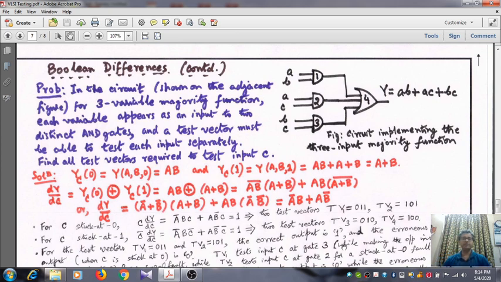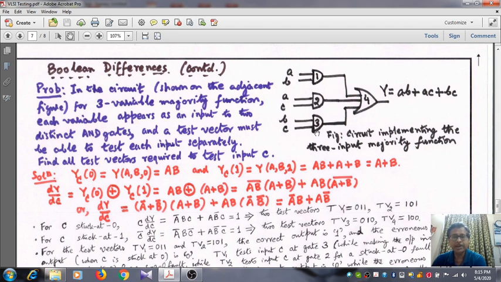Now see one example. In this circuit, in the adjacent figure, we show a 3 variable majority function being implemented by this circuit consisting of 3 2-input AND gates and 1 3-input OR gate. And note that each variable is occurring as input to 2 distinct gates. So A is occurring as input to gate 1 and gate 2, B is occurring as input to gate 1 and gate 3, C is occurring at gate 2 and gate 3.